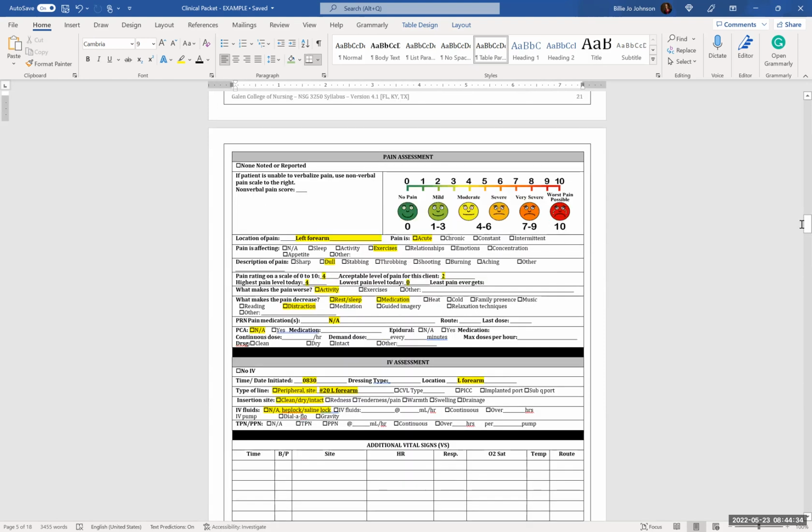Pain assessment as well. If they have no pain reported, you just want to highlight this, you'll be done with that section. But if not, describe where it's at. What is it affecting? The description, you see that all here. What makes it worse? What makes it better? Any pain medication? In this example, they have a PCA pump. Or excuse me, no, I did not put the PCA pump. Think of any medication here, whatever is in their chart. What's the route, last dose?